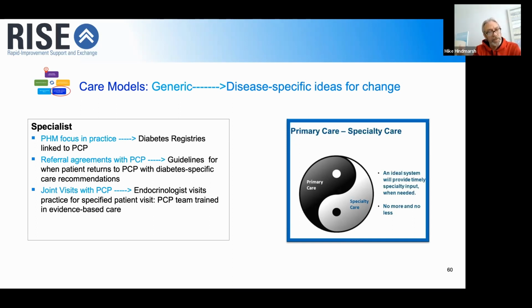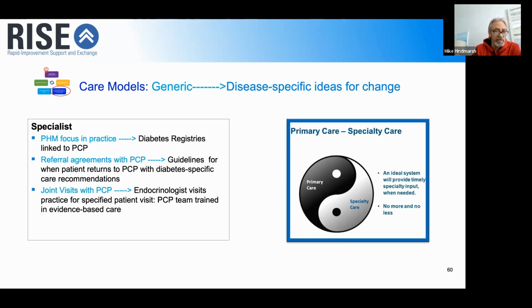That is, they get exactly the data they need from primary care, and they send back the data and recommendations that primary care needs through not only electronic mechanisms, but referral agreements that make sure that they both get what they need so that the patient can be better managed.